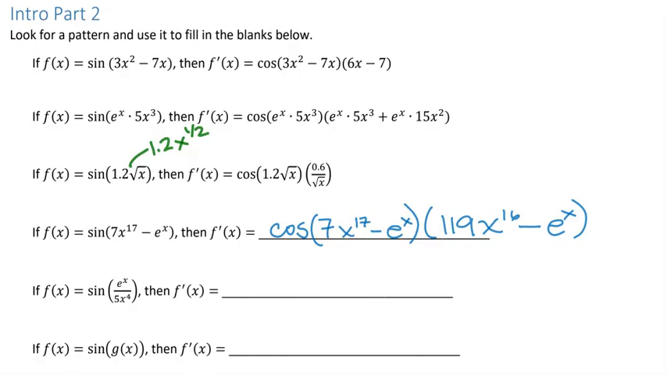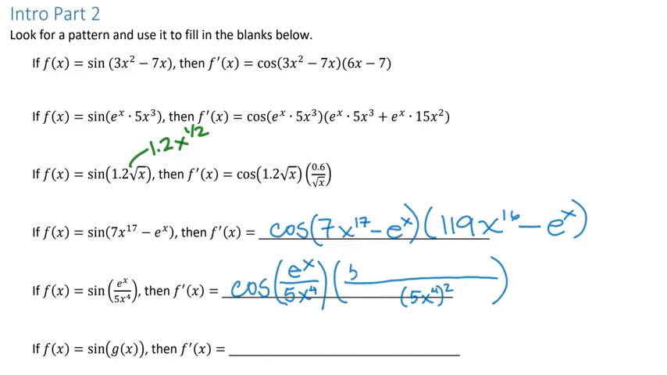For the second one, I'll start the same way. The derivative of sine is cosine. In this first part, I'm supposed to leave the inner function alone. And then I'm supposed to multiply by the derivative of the inner function. This time the inner function is a quotient, so we'll need a quotient rule. I'd need 5x to the 4th squared. And then on the top, I would need 5x to the 4th multiplied by the derivative of e to the x, which is still e to the x, minus e to the x times the derivative of 5x to the 4th, which is 20x cubed.